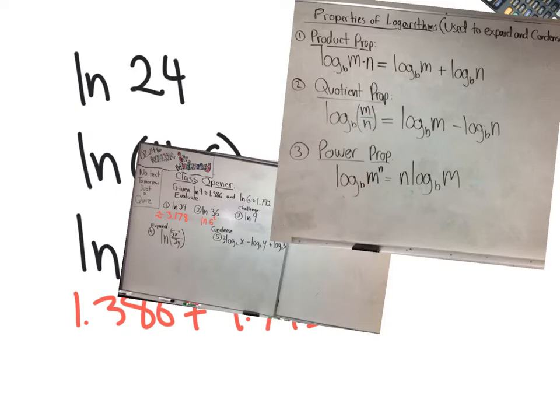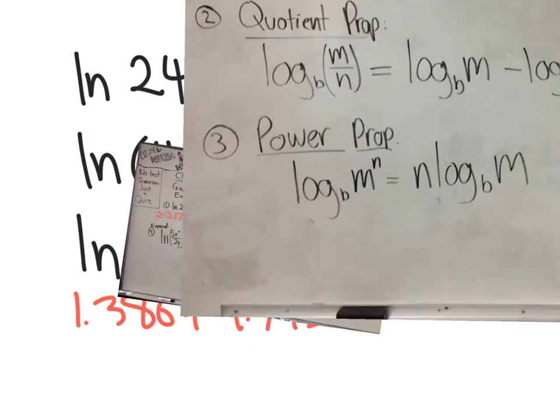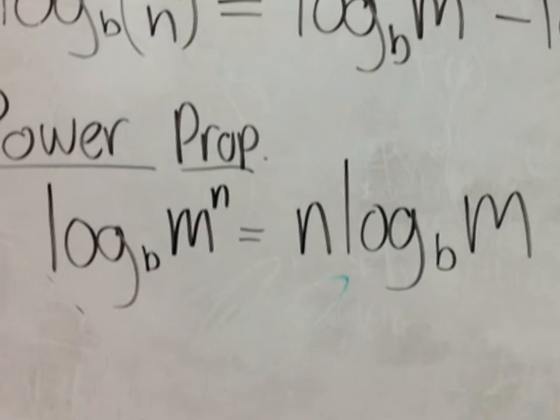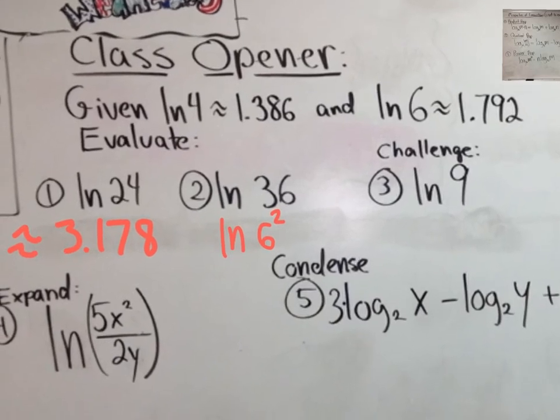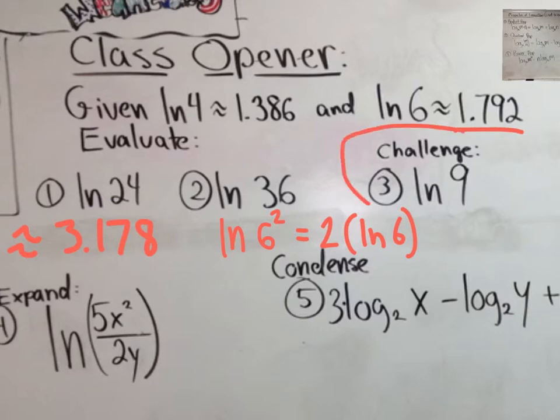The power property is right there. And what does the power property say? You could take that power and put it out in the front, or if you're condensing, you could take it from the front and put it up as a power. So in this case, we are going to take that power and move it out to the front. So I really have 2 times ln of 6. But ln of 6, we already know, is 1.792. So if we take that 1.792 and plug it in there, and we multiply 2 times 1.792, we will get our final answer.